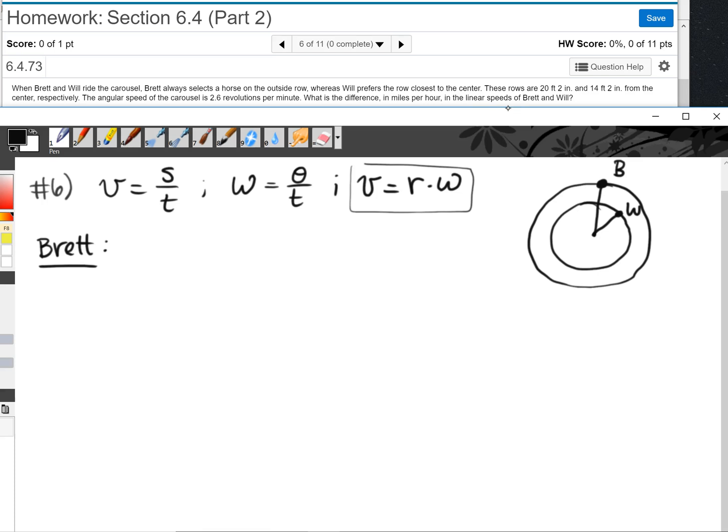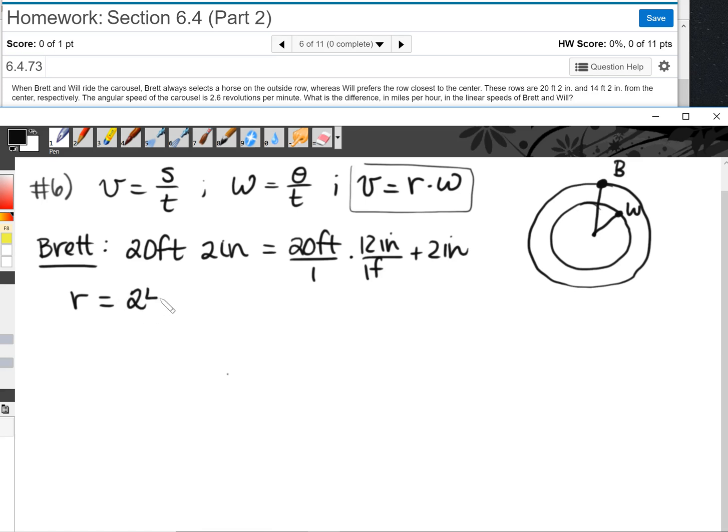So these rows are 20 feet 2 inches. So Brett is 20 feet 2 inches. I'm going to go ahead and put this all into inches. So to get 20 feet into inches, we know that there are 12 inches in 1 foot. And then we'll add that 2 inches to that. So what is the radius that Brett is at? Well, 20 times 12, I could probably do that in my head, 240. Yeah, I don't know. Today's been a day. So that's 240 plus 2, so Brett's at 242 inches, right?